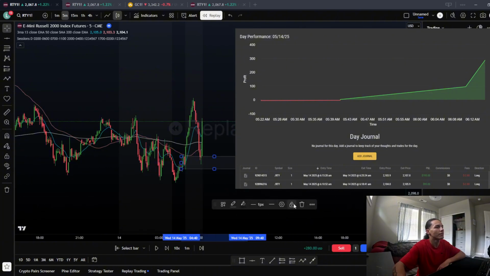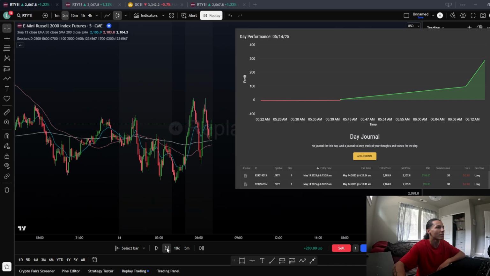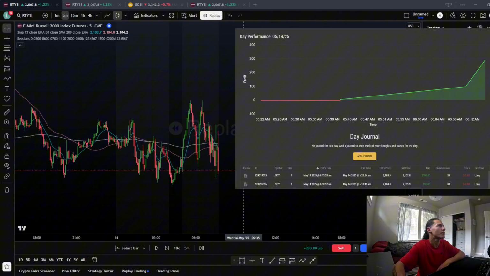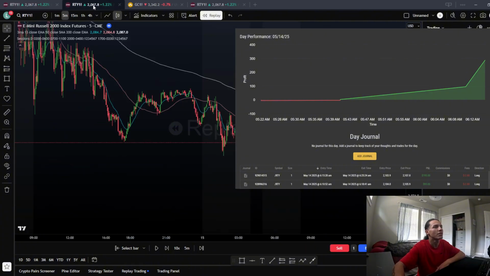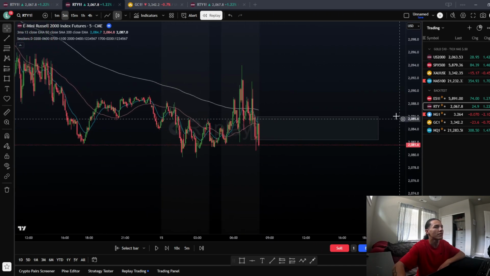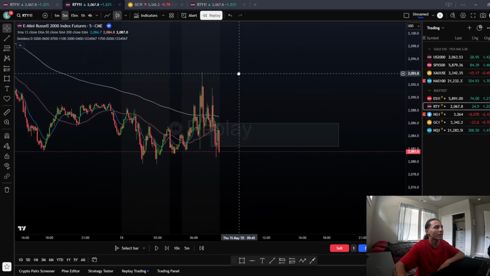Simple setup. C+, not the best. And you can see, even after fast forwarding, clearly a range. We're not trending. This is not the best setup, which is why I'd say C minus or C+. Maybe a B minus, but it's not that good, so I would say C+.